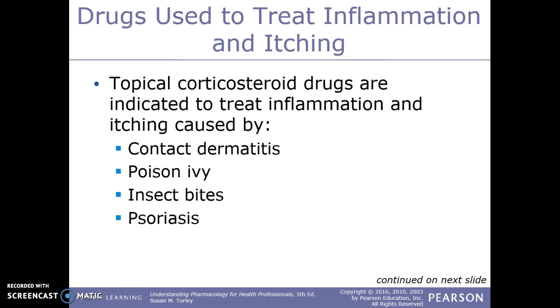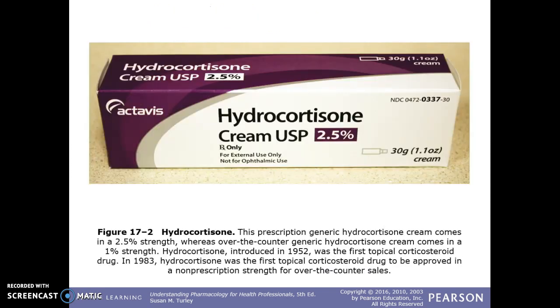Probably one of the more common things is hydrocortisone cream. So it comes in an over-the-counter strength, and it comes in a prescription strength. So the 1% over-the-counter is common. You can find that pretty much anywhere. So that is something that's used for topical things like that quite frequently.